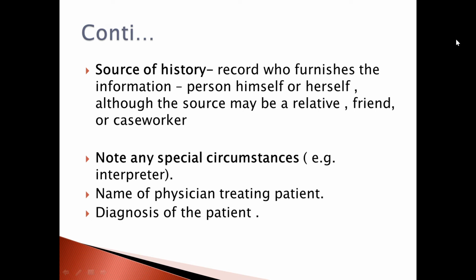And when you are collecting the history, the source of history, so from where you will get the history. Record who furnishes the information, the person himself or herself, although the source may be a relative, friend or a caseworker. In some situations the patient itself can give you the information. In some situations, maybe his relative, friend or someone else can give you the information. So the source of the history you have to mention. Note any special circumstances, for example an interpreter. Sometimes the language barrier will be there. In such conditions there will be a need for an interpreter to translate.